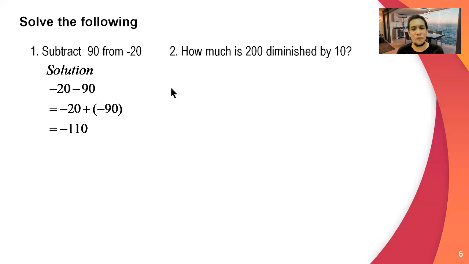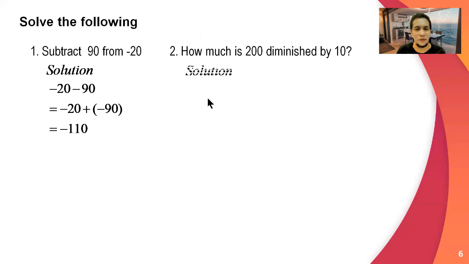All right, number 2, how much is 200 diminished by 10? What do you mean by the word diminish? Okay, minus. Or you're going to decrease. Which is our minuend, which is our subtrahend? Definitely, this is our minuend. 200 is our minuend, and 10 is our subtrahend.